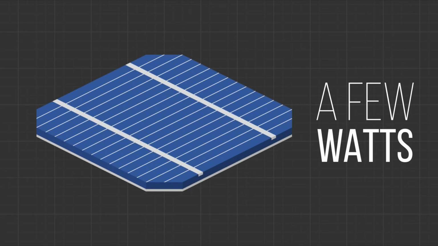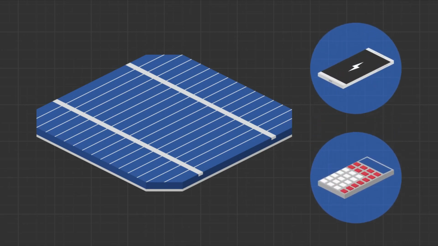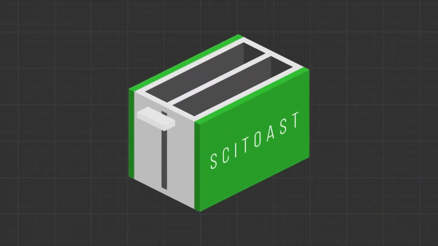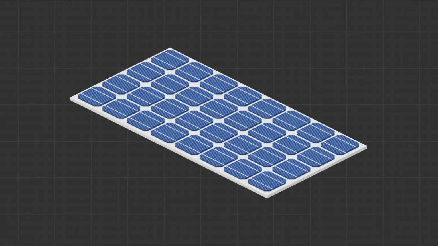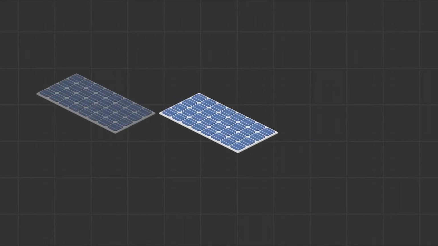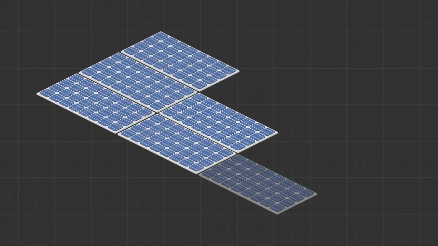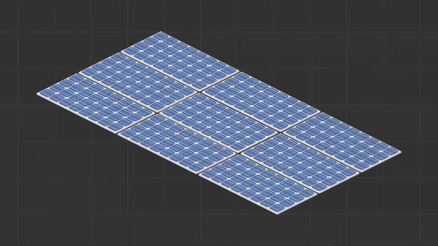This may be sufficient for running a calculator or a phone charger, but it's not sufficient for running a toaster, for example, which uses 1,000 watts. So, several solar cells, typically 32, are wired together to make a solar panel. Several solar panels are needed to generate enough electricity to power a household.